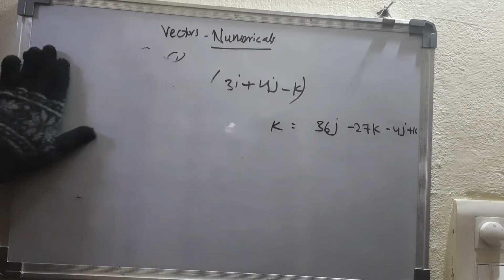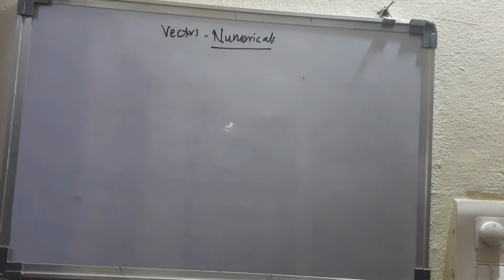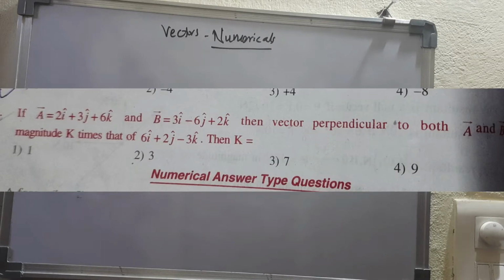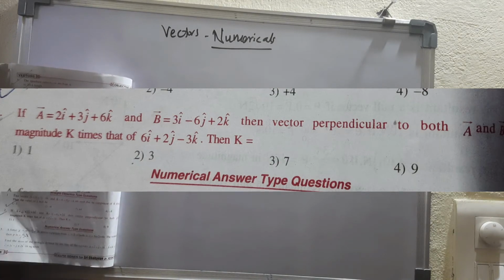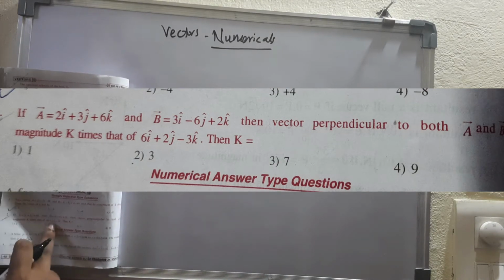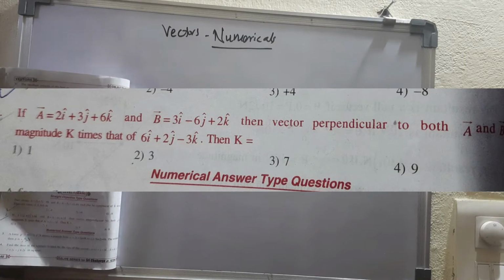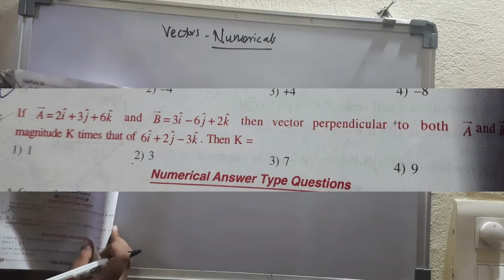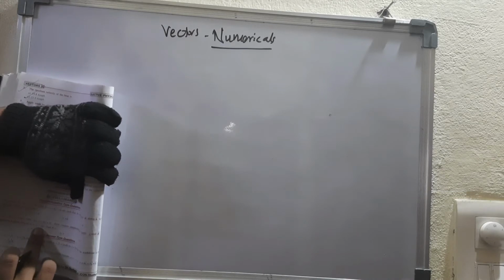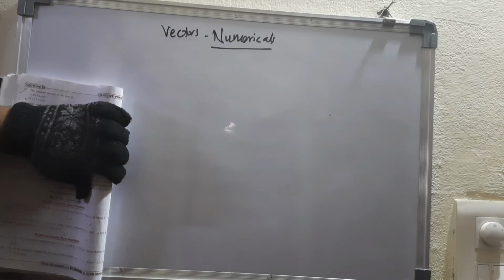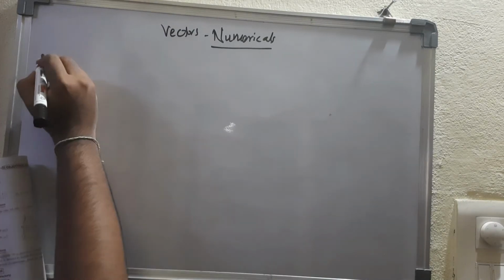Okay, moving on to the fourth question. Take a look at the question. Now we will be doing a few sums on multiplication of vectors. What is said is, A is 2i plus 3j plus 6k, and B is 3i minus 6j plus 12k. Then a vector perpendicular to both A and B has magnitude k times 6i plus 2j minus 3k. We'll solve this.